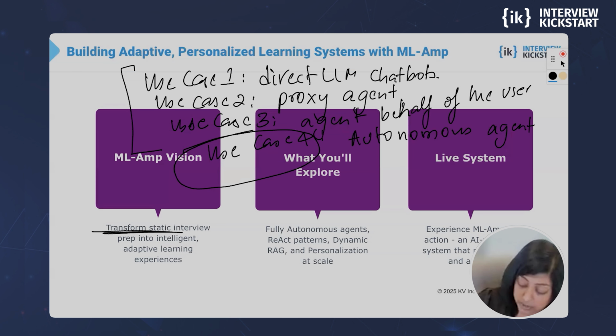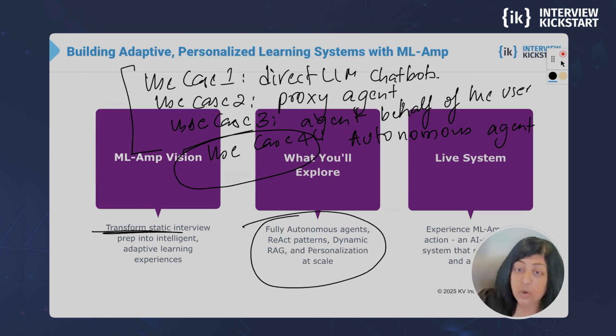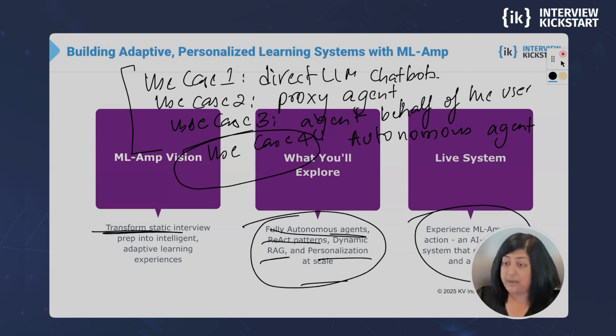Okay, so that's what you're going to explore. How did I go about building ML AMP? I used fully autonomous agents. I used the ReAct patterns. I'll talk about ReAct patterns shortly. I used a RAG component, and I used personalization at scale. We are going to experience ML AMP in action, the AI-powered system that remembers and adapts to each learner's performance and their learning journey. Okay, so you're going to see all of it. I wanted to set the context up as we get into the next couple of slides here.